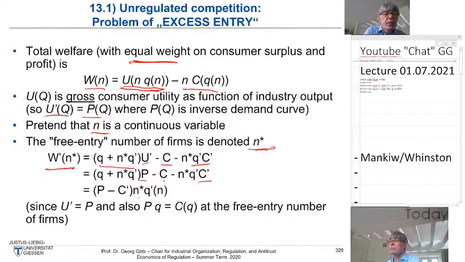Of course, C is the same as P times Q, because P times Q is nothing else than the revenue of a single firm, and C is the cost of a single firm. And in the free entry equilibrium, the profit is equal to 0. Okay, that's what we have here.